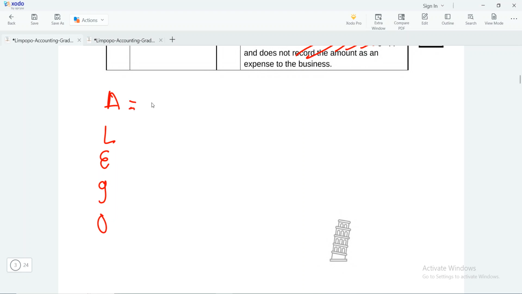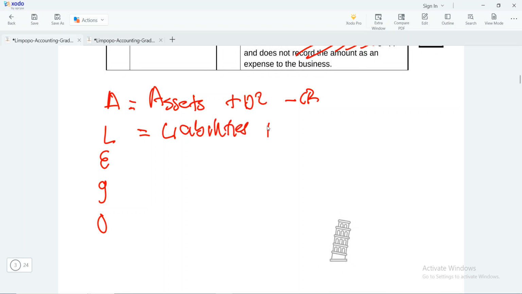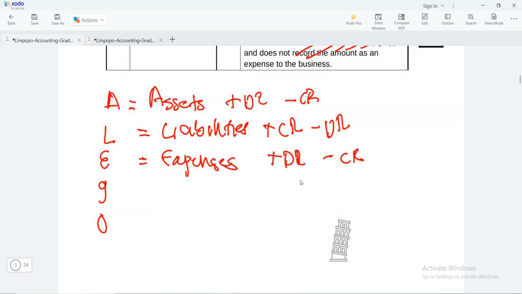Remember, A is for assets, and we know that assets increase on the debit side and decrease on the credit side. And then we have liabilities. We know that they increase on the credit side and decrease on the debit side. And then next we have E for expenses. We know that our expenses increase on the debit side and decrease on the credit side. Next we have gains.